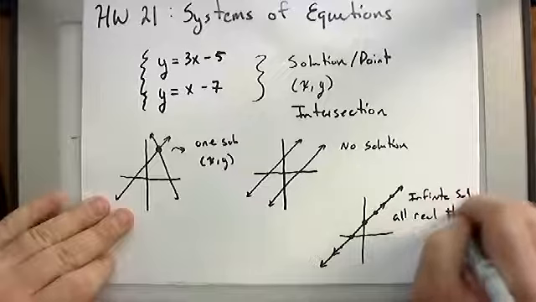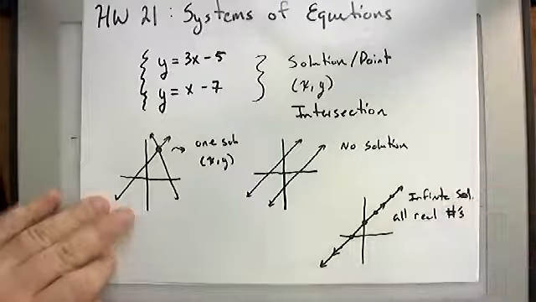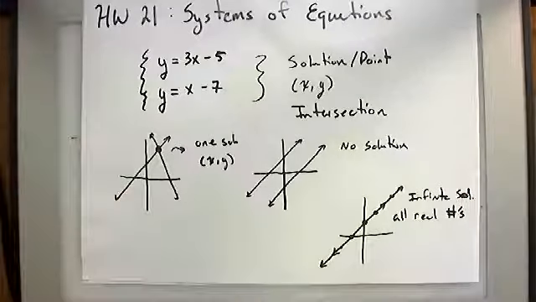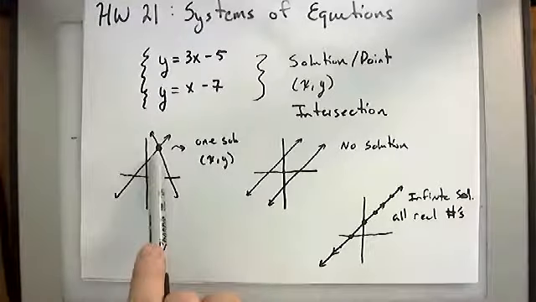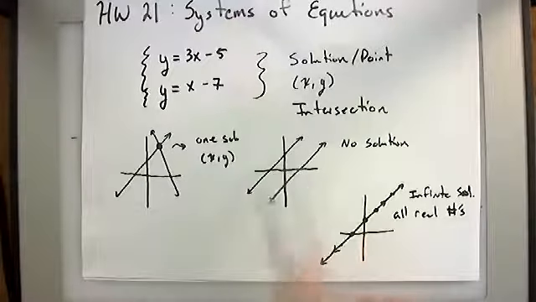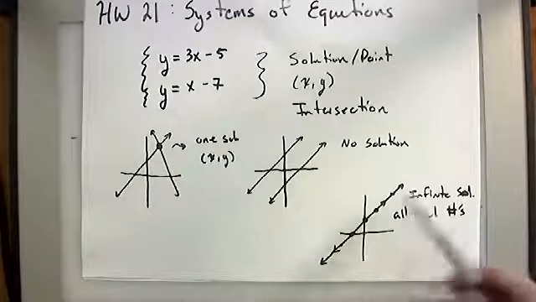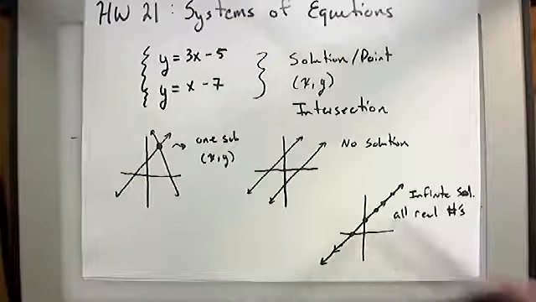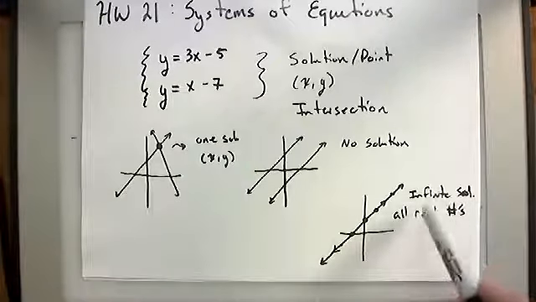These are the two phrases they might use: infinite solutions or all real numbers. So these are the three options. Be familiar with these because we're going to see all three today. You got one where there's one solution, they cross somewhere, and there's your point. You got one where there's no solution, and they never cross. And then you got one where the lines basically fall right on top of each other. You could say they're the same line, and it has infinite solutions or all real numbers.